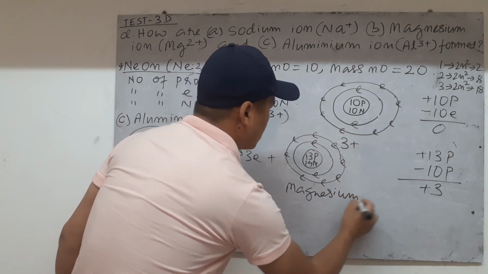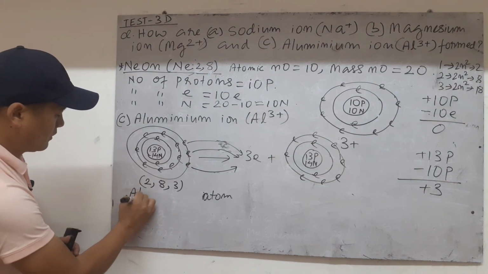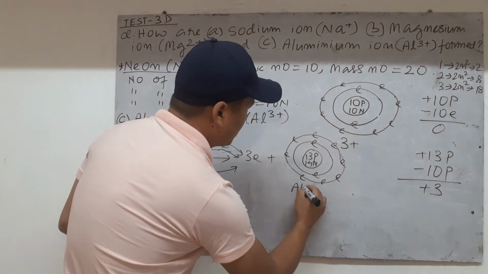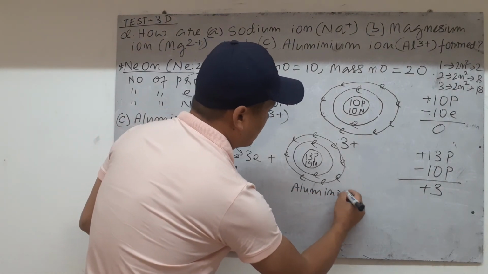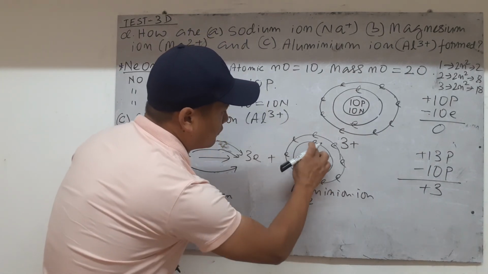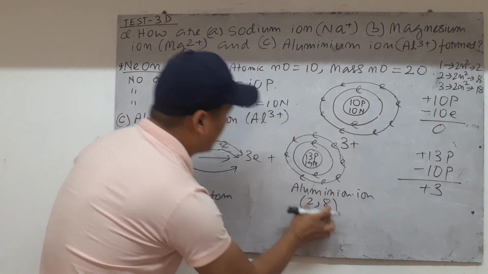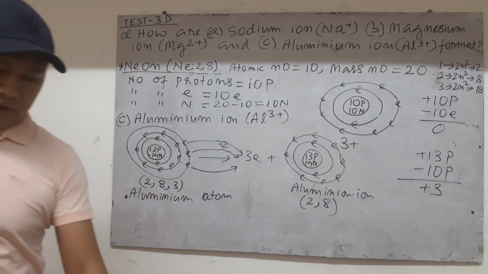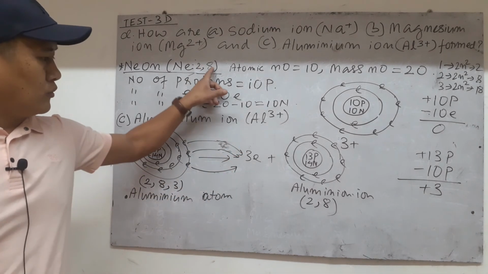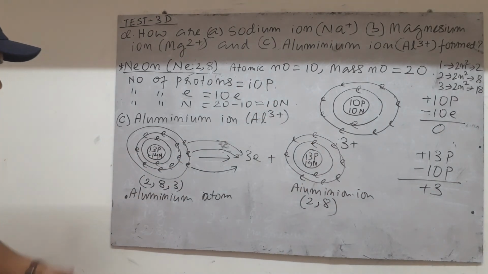So this is your magnesium ion. Sorry, not magnesium, aluminium. I made a mistake here. This is aluminium, okay, sorry. So this is your aluminium ion having 3 plus. The configuration is first shell 2, second shell 8, just like neon. So in the desire for the aluminium atom to become like neon 2, 8, it loses 3 electrons and forms the aluminium ion. So that's how the aluminium ion is formed.